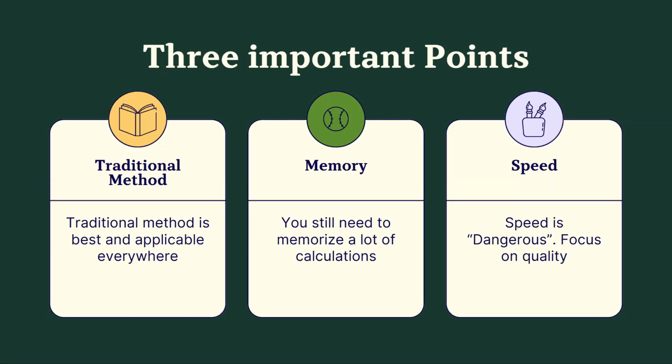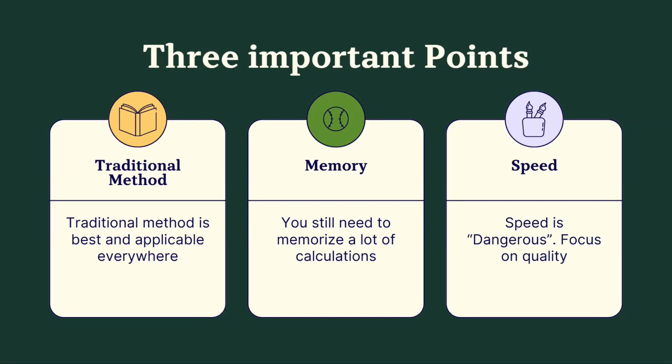It works well in a particular situation, but the methods that we learn in school or college are traditional methods and those are applicable in every situation. So something that is applicable in every situation is way stronger than something which is applicable only in specific situations. So this is the first thing that you need to remember about Vedic mathematics, that it is not applicable everywhere. The traditional method is still the best method because it is applicable everywhere. It is much stronger than Vedic mathematics.